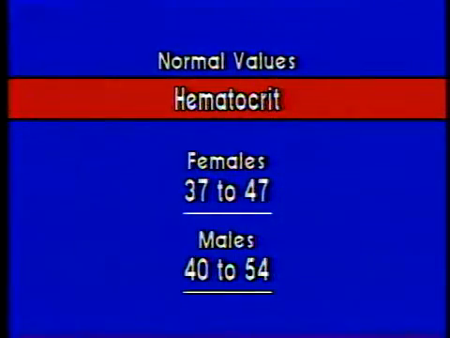Normal values for the hematocrit in adult women range from 37 to 47, and for adult men, from 40 to 54.